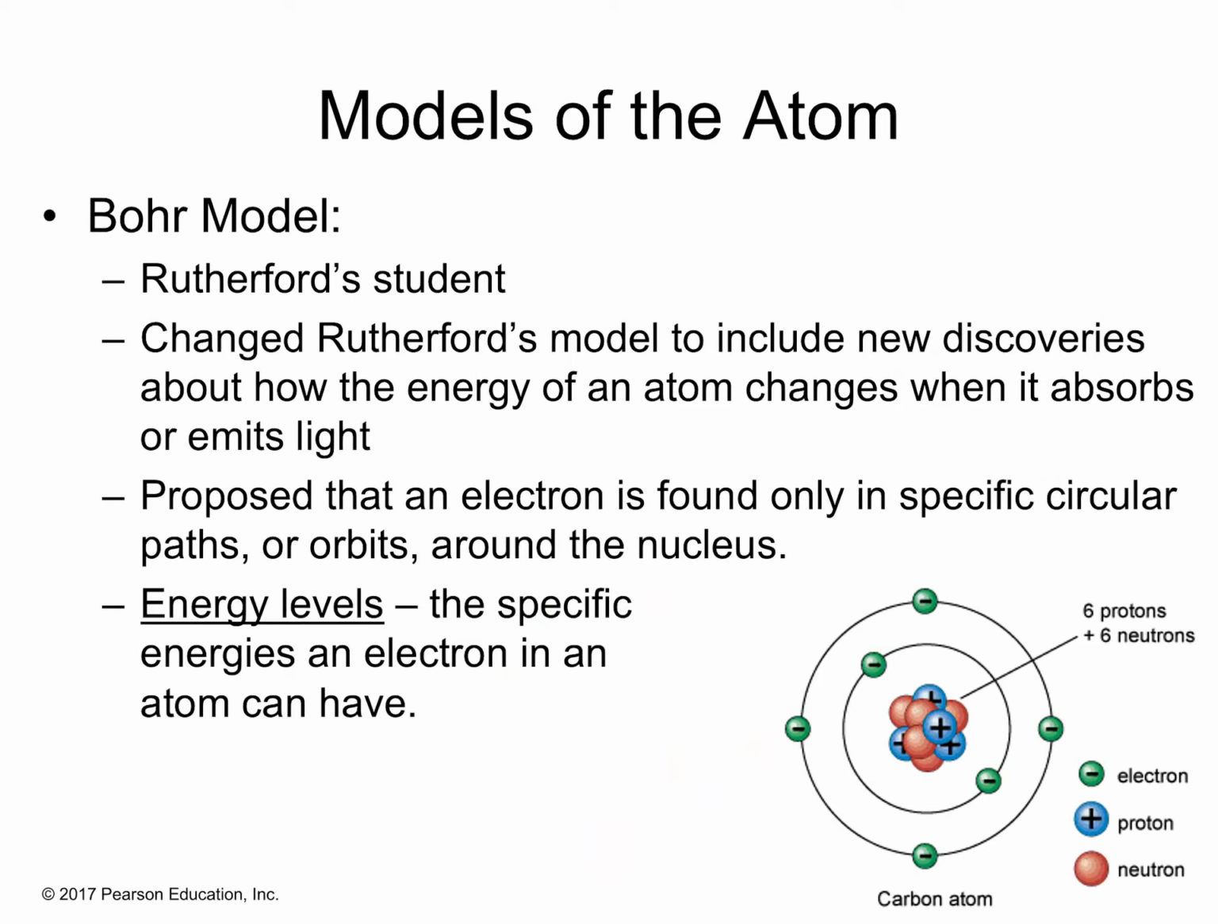Niels Bohr was actually Rutherford's student. He took the work that Rutherford did and he included it. And what was really revolutionary is that he included information about how the energy of the atom changes when it absorbs or emits light. So he took all of this information about the colored band separated by black, and related it to the model of the atom. Like, why are we seeing these specific colors in these specific places? What is it telling us about the model of the atom?